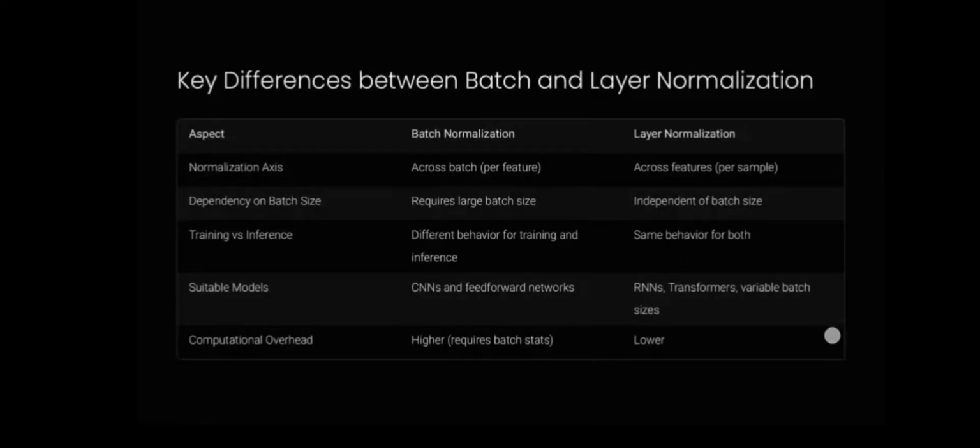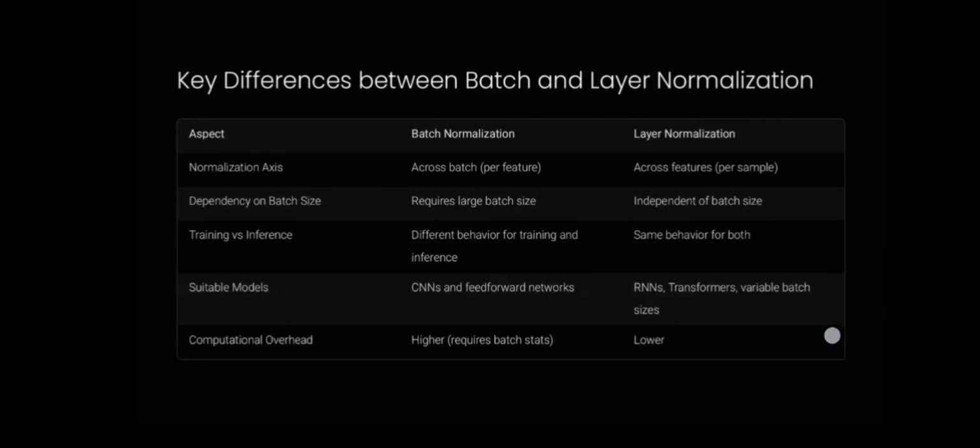Our next slide is key differences between layer normalization and batch normalization. We have three columns. First is aspect, second is batch normalization, and third is layer normalization. Firstly, the normalization axis: in batch normalization, across the batch; in layer normalization, across the features. Then dependency on batch size: batch normalization requires a large batch size, while layer normalization is independent of batch size.